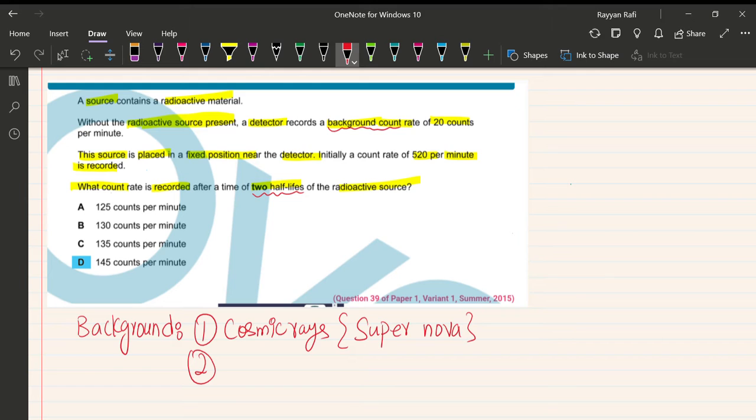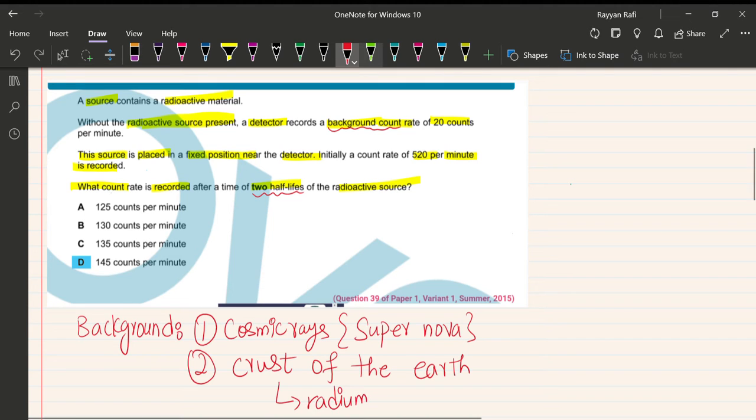Second is from the crust of the earth, as the crust of the earth contains radioactive minerals like radium, which also emit radioactive waves. They act as a radioactive source, and thus it is detected by our detector. Now, yes, it has an effect on the reading.